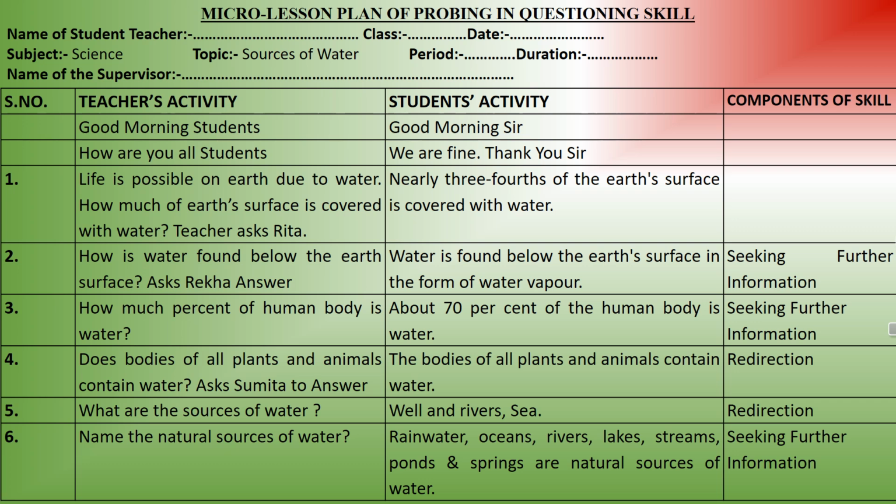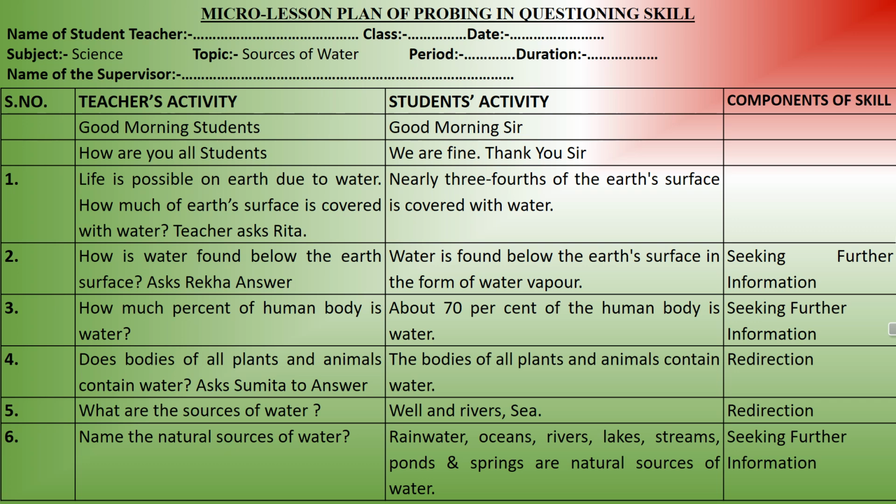The students will answer that water is found below the earth's surface in the form of water vapor. The component used is seeking further information. The teacher will ask Rekha the next question, how much percent of human body is water? The student will answer that about 70% of the human body is water. The component used is seeking further information.